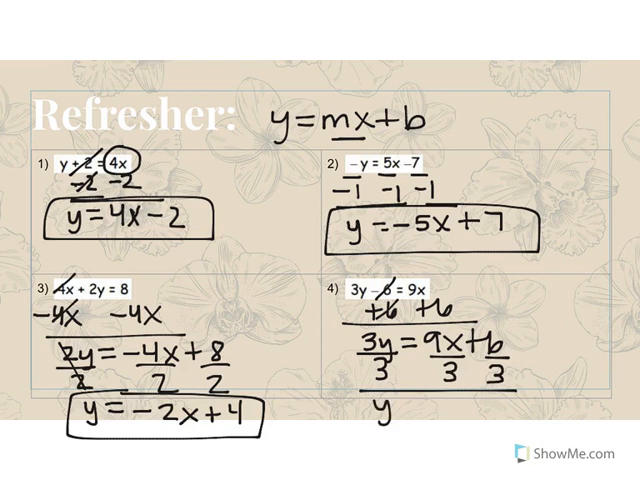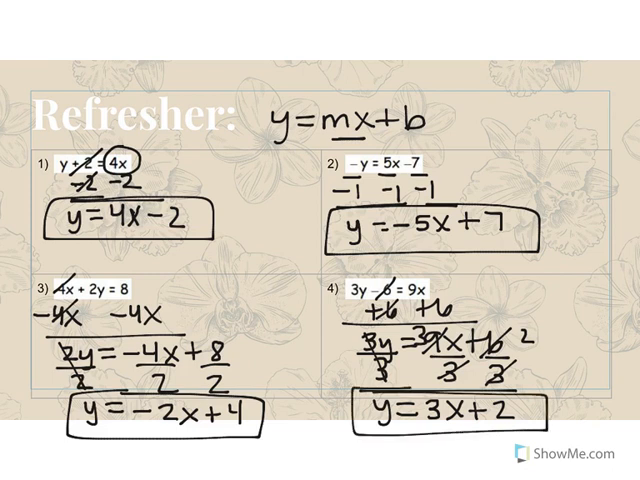So go ahead and do y equals, those divide out again. 3 goes into 9 3 times, so we still have the x with it, and then 3 goes into 6 2 times. So again, you can cross those out. This has a 2 here, cross these out, this has a 3 here. Okay, so we're left with y equals 3x plus 2.